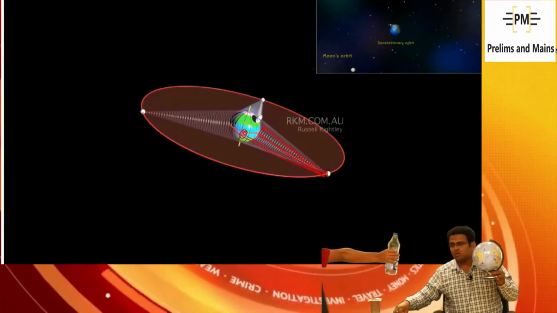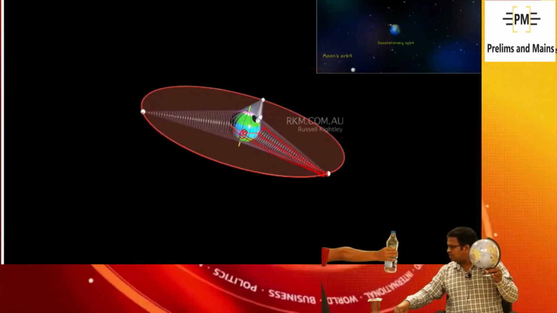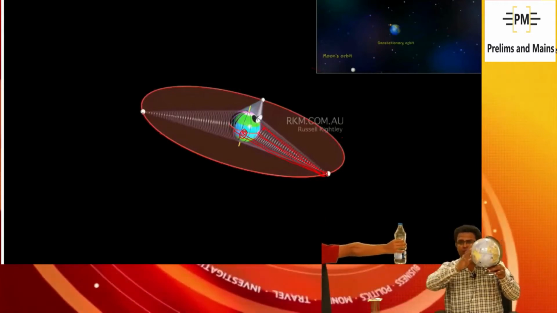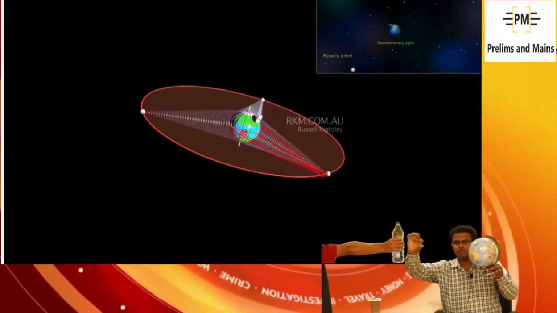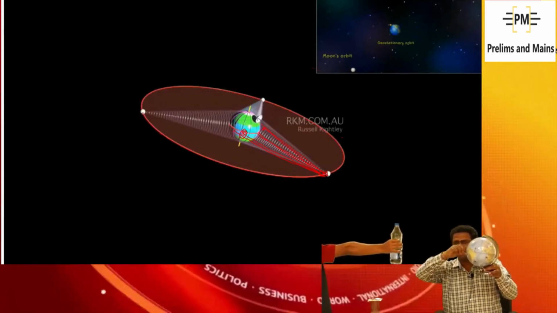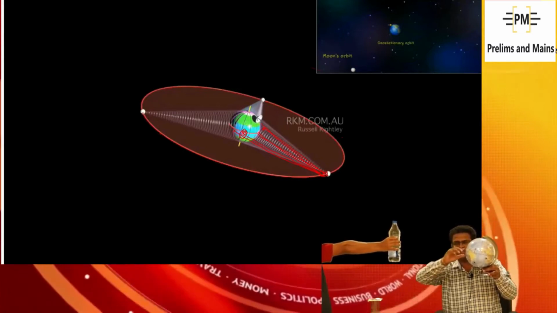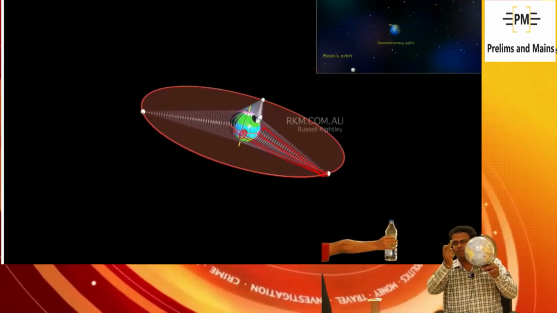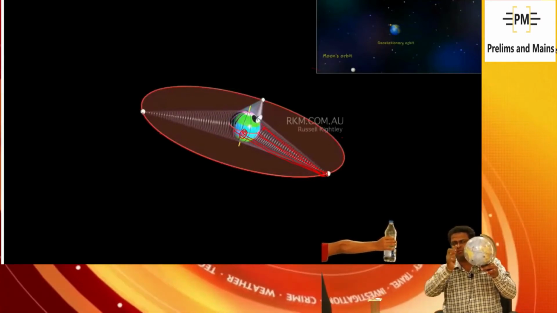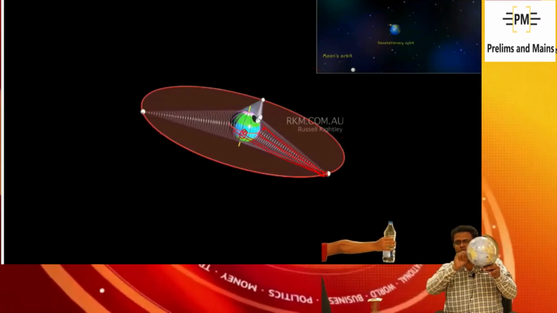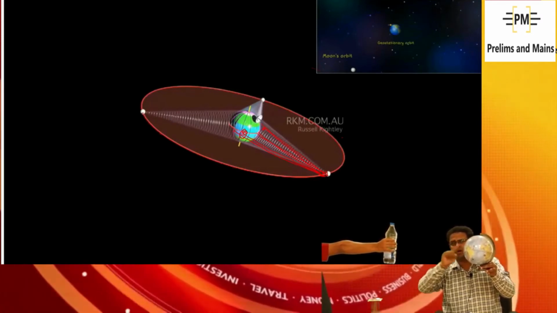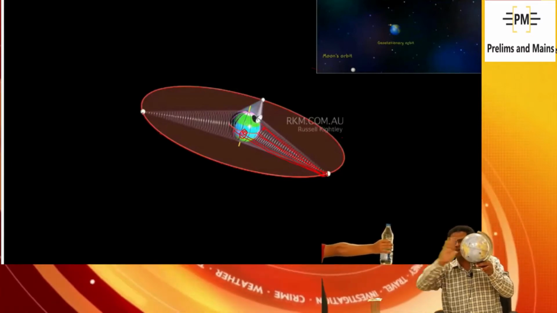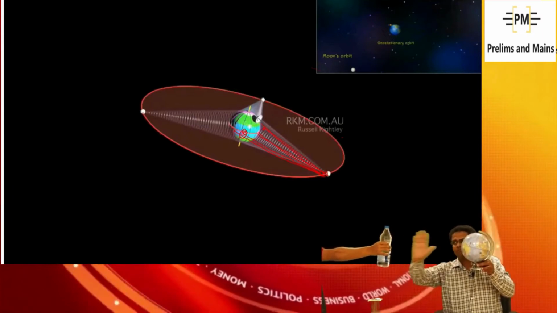Suppose this bottle is a satellite, and here is the Earth, and it is above the equator. With respect to any position, it looks stationary. Suppose I am watching from here, it is always at the same position. From anywhere on the Earth, it is always looking at the same position, and this angle is not changing.